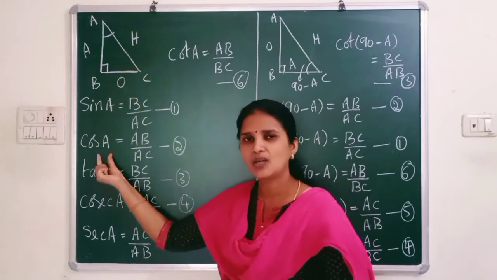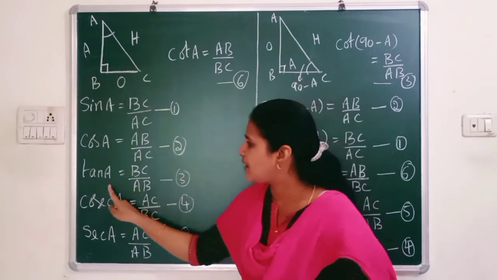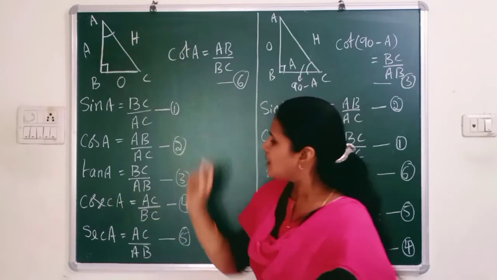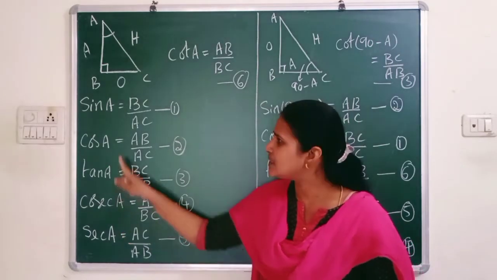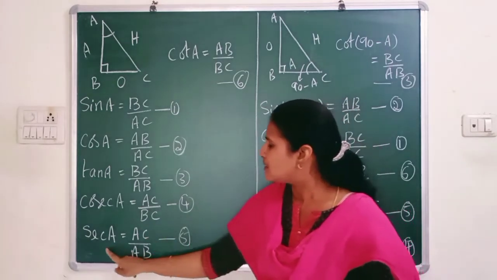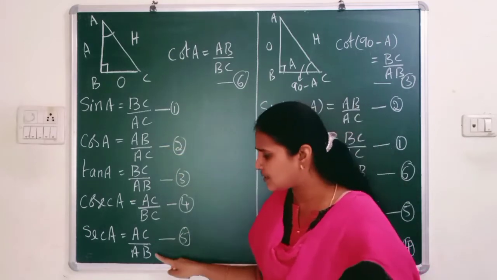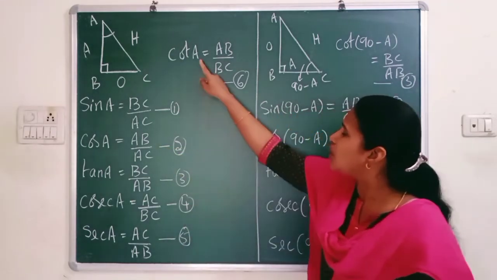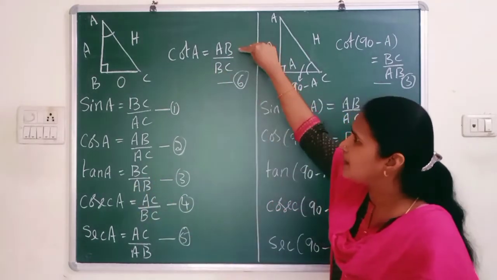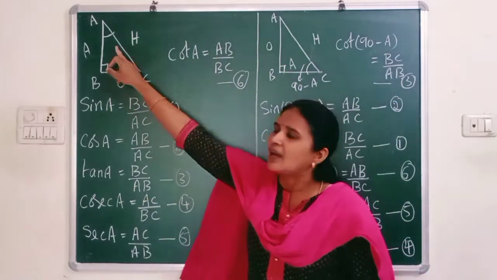And what is cos A? Cos A is adjacent by hypotenuse, that is AB by AC. Next, tan A is opposite by adjacent, so we got BC by AB. Next comes cosec. As you know, cosec is the reciprocal of sine, so BC by AC becomes AC by BC. Sec A is the reciprocal of cos A. Cos A is AB by AC, so reverse it, we get AC by AB. Then cot is the reciprocal of tan. Tan is BC by AB, so its reciprocal is AB by BC. So I wrote the 6 trigonometric ratios with respect to angle A.